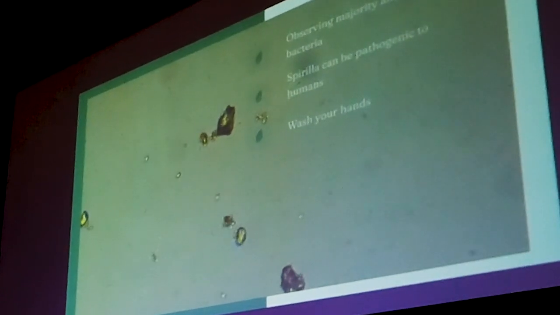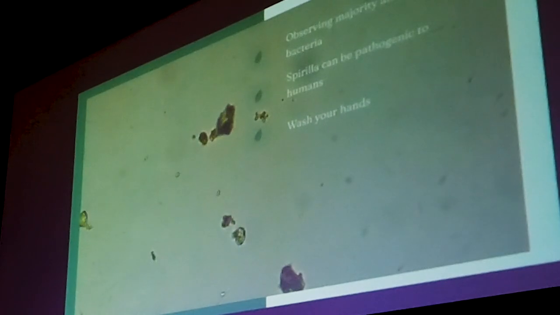And so of all the bad guys, and I won't even put these into that category, these are the ones that you want to make sure you wash your hands after you see them under the microscope. Yes? Yes.